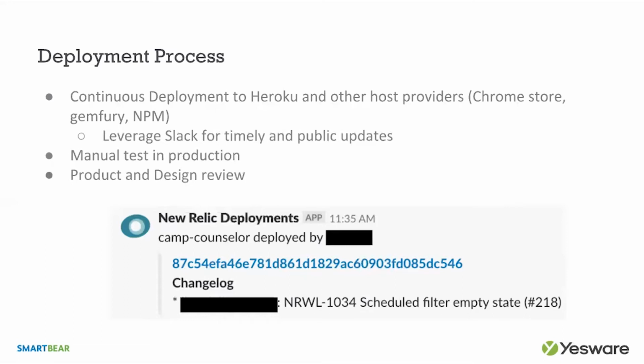As you can see from the screenshot we have here, we leverage Slack for timely and public updates. We have a link to the GitHub pull request, the essence of the change with a ticket number, who it was deployed by, what service it's associated with, and the time that it happened. Once that deployment has gone through, the developer must manually test it again in production. And once again, we involve product and design once anything goes out. Product and design will review it again.